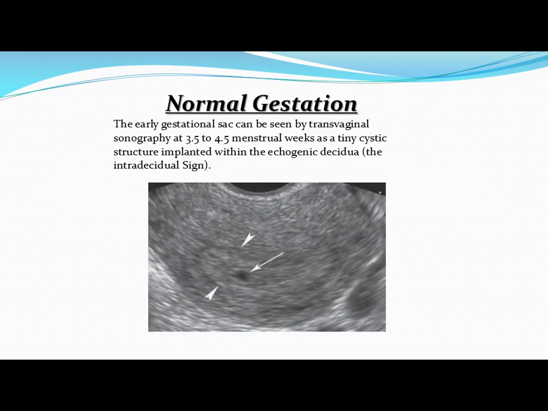Normal gestation. The early gestational sac can be seen by transvaginal sonography at 3.5 to 4.5 menstrual weeks as a tiny cystic structure implanted within the echogenic decidua, which is called the intradecidual sign.